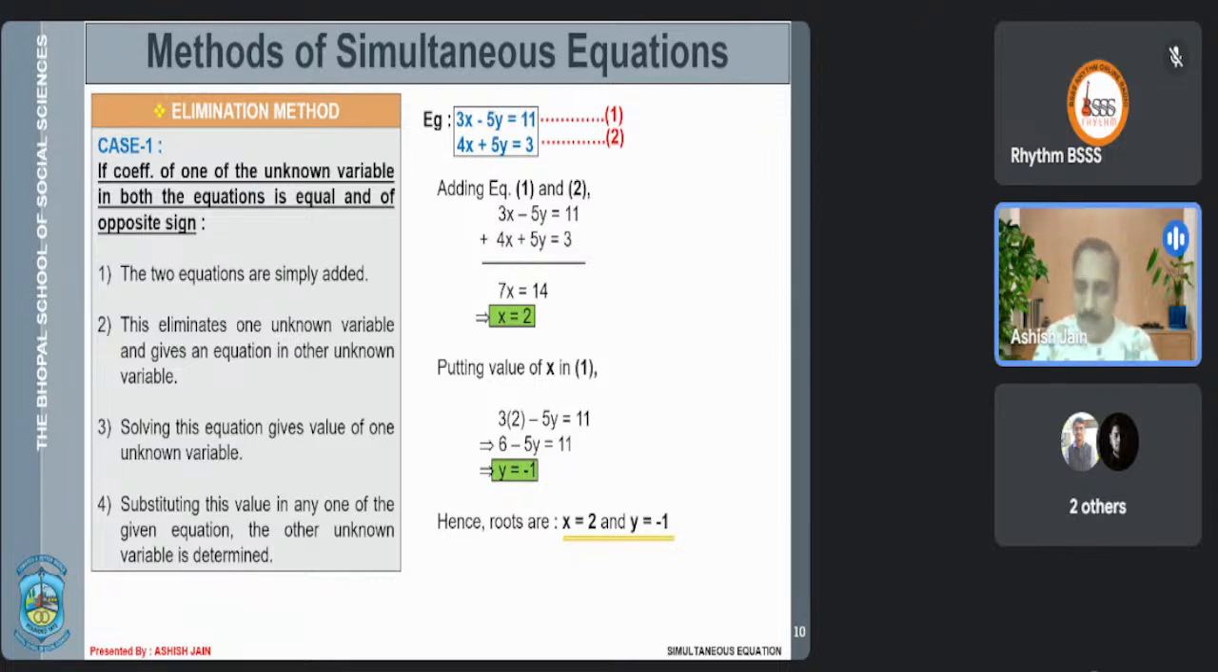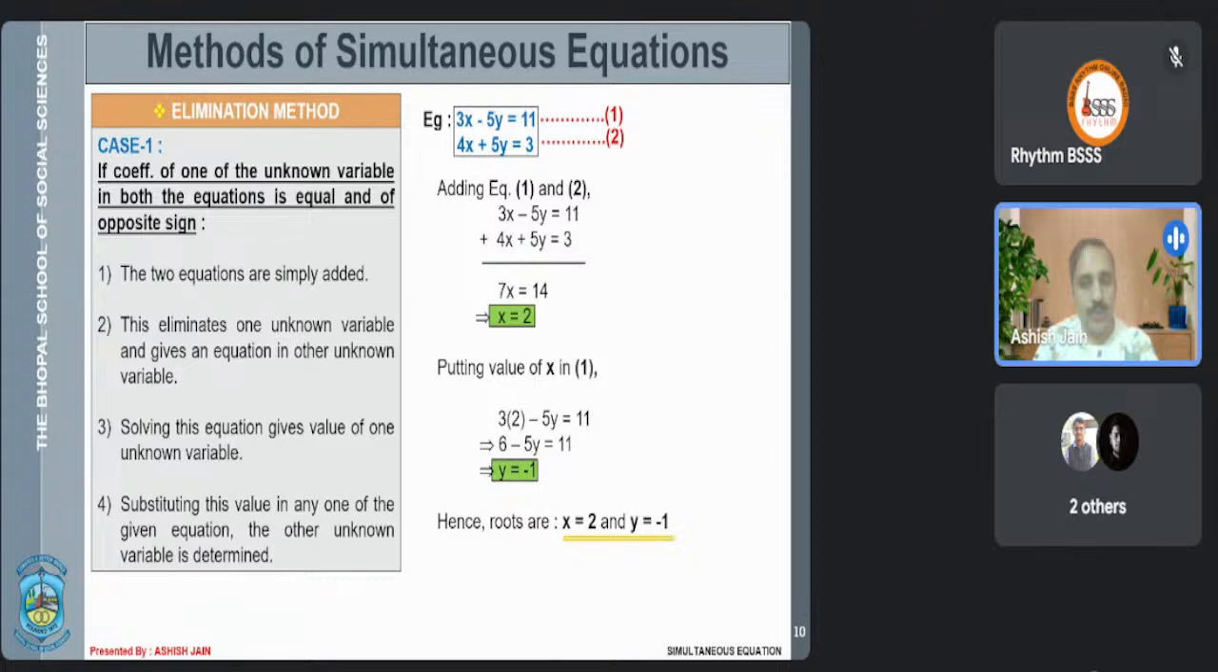Okay, once you have a value of x, you can put it in any of the equations. मैंने equation 1 में रख दिया उसको. So it's 3 into 2 minus 5y is equal to 11. Solve it, you will get the value of y as minus 1. That means we have the roots x equal to 2 and y is equal to minus 1.